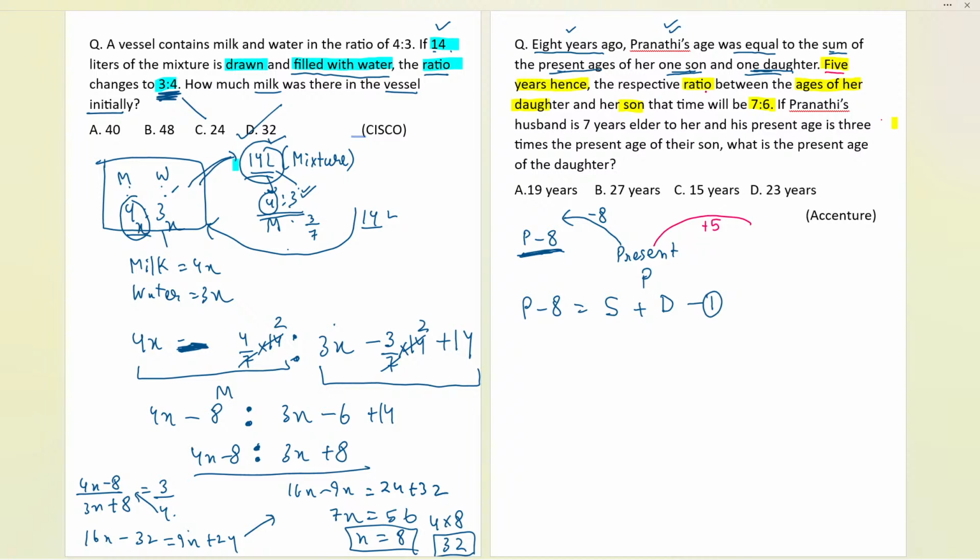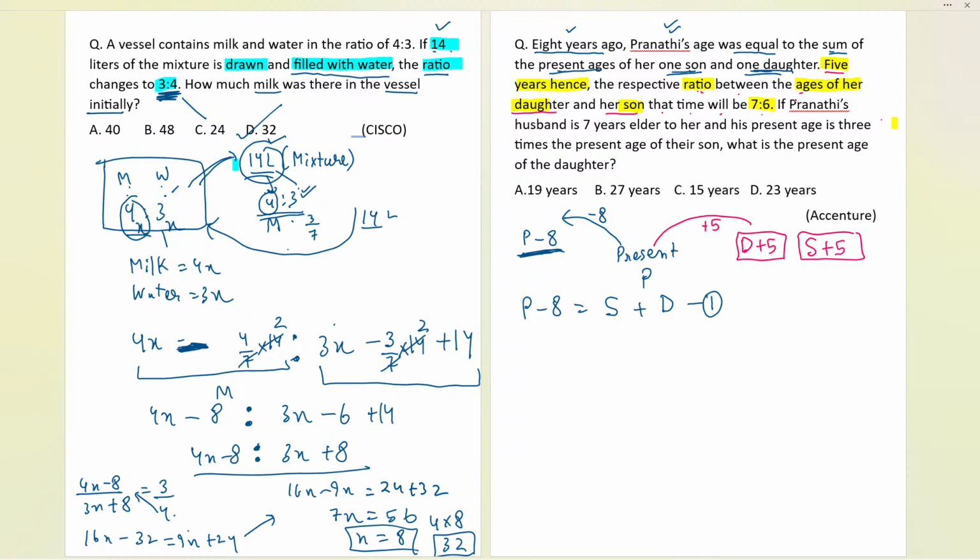5 years hence, the respective ratio between ages of her daughter. Acha, the daughter's age after 5 years will be D plus 5. Now, his son also after 5 years, so the son's age will also be S plus 5.